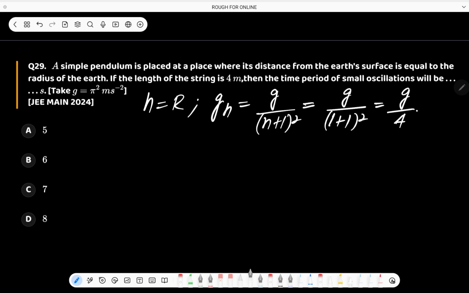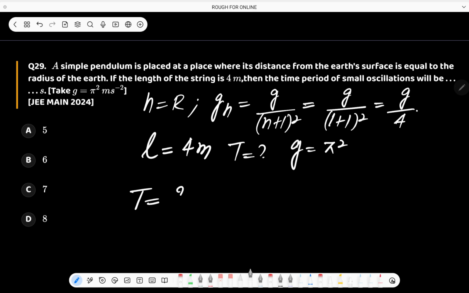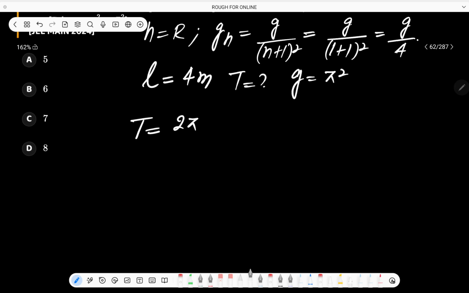If the length of the string is 4 meters, it is given to you that the length of the string is 4 meters. Great, perfect. Then we will have to calculate the time period of the small oscillations, and it is given that this g is equal to pi square. It is mentioned in the question. So it is very simple. Let's write down the equation for the time period of a simple pendulum, that is 2 pi square root of L divided by g.